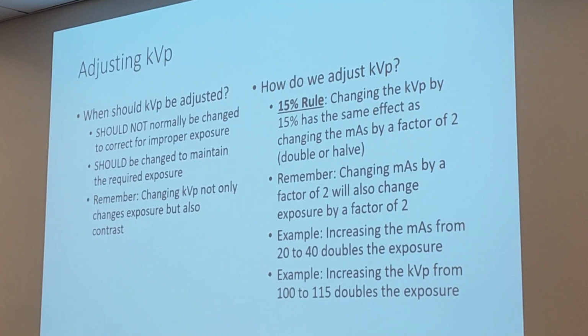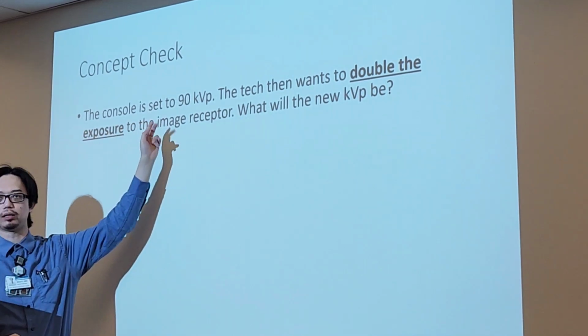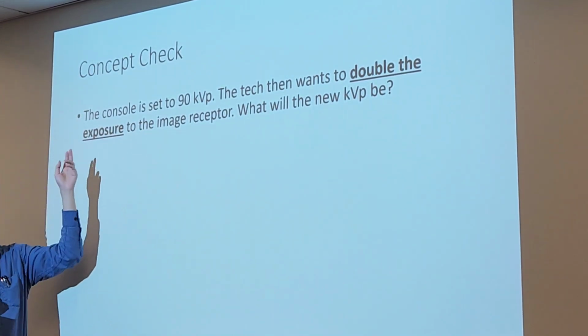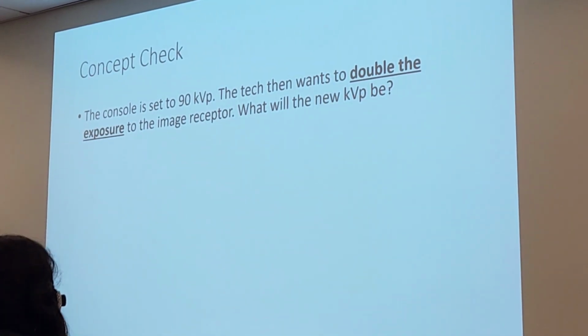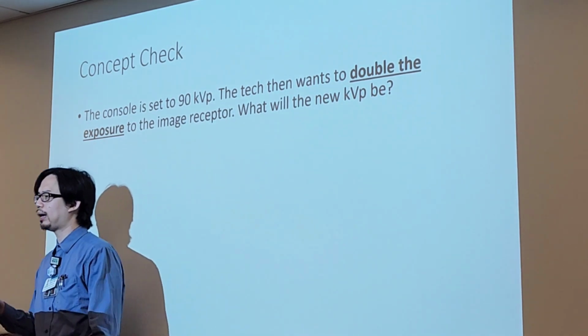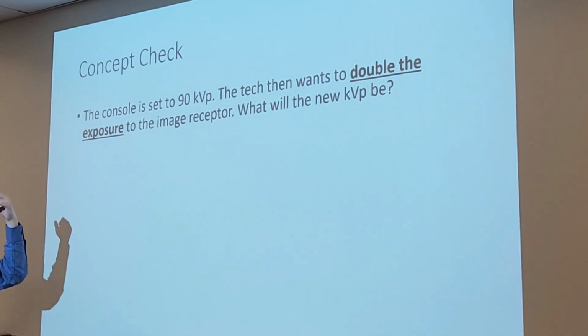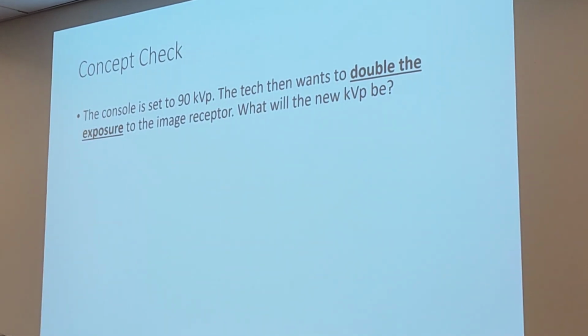So we went over this math question on Wednesday. Right? Console is set to 90 kVp. If we want to double the exposure, right? Double the number of x-rays reaching the IR. And we're doing this by changing the kVp. How can we adjust kVp to double the number of x-rays reaching the IR? I've got 100 x-rays hitting the IR. I want 200 of them to hit the IR. But I'm not changing mass right now. I'm changing KVP. Increase it by 15%.